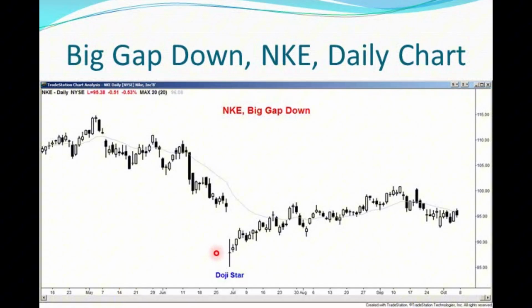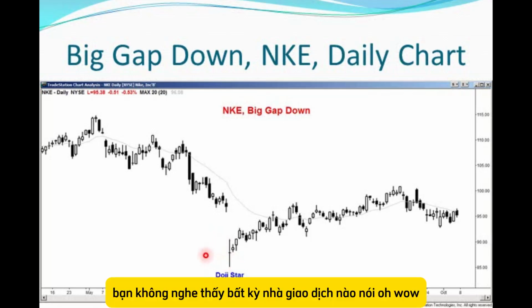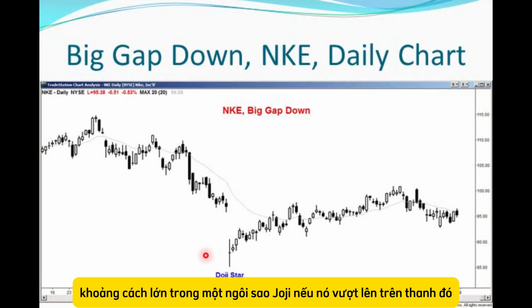It can, but if you watched Fast Money or any business show on that day, you did not hear any trader saying, oh, wow, big gap down and a doji star. If it goes above that bar, it's a buy.